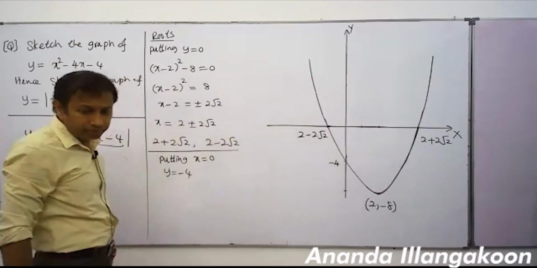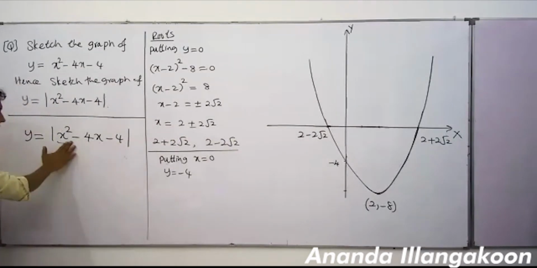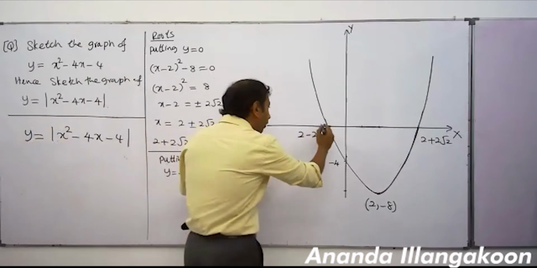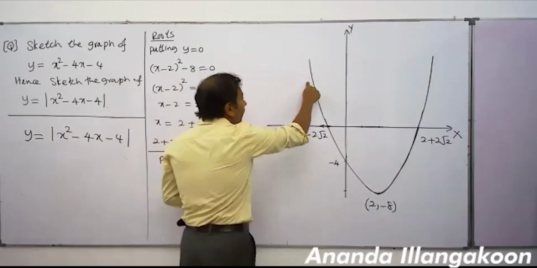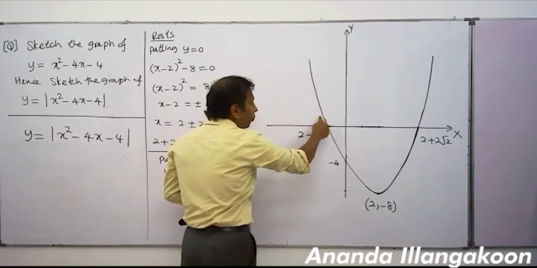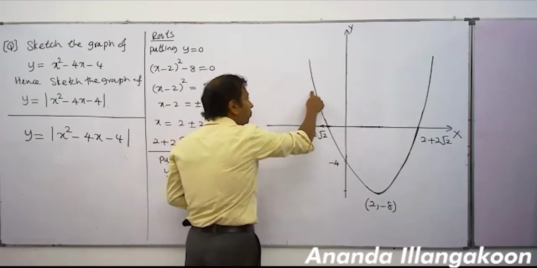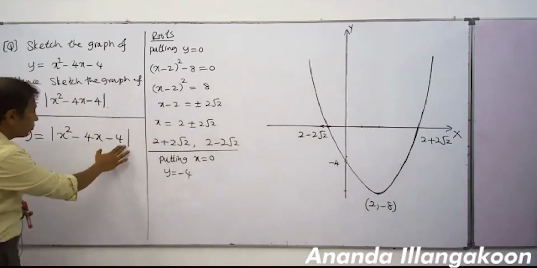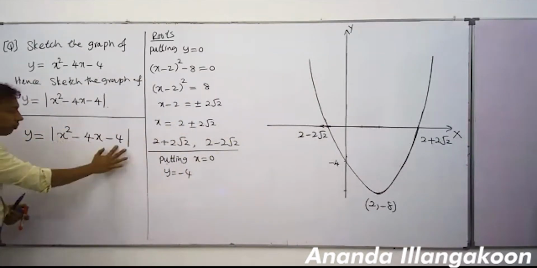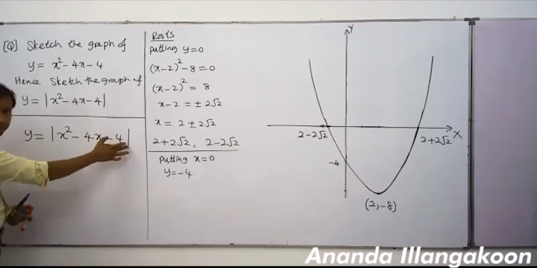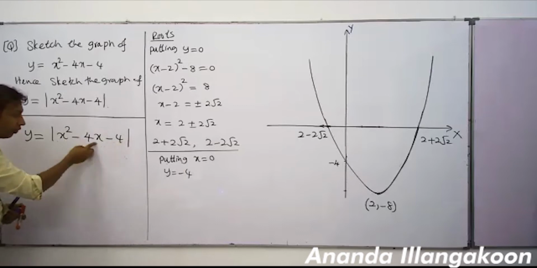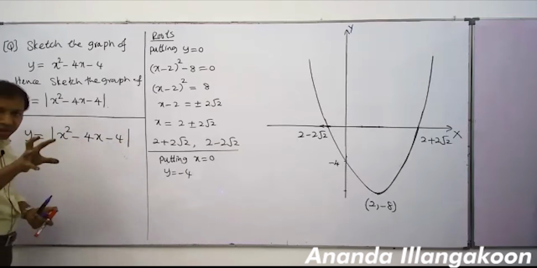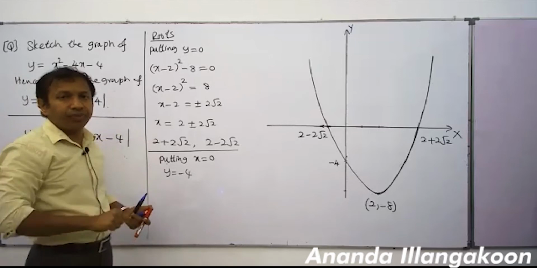Right. Now we need to draw this mod graph. You can see to the left of this point, the y coordinate of this portion is positive. That means this is positive. This is positive. The modulus of a positive value means the same. If this is positive, its modulus is the same. No? If a number is positive, the modulus is the same.